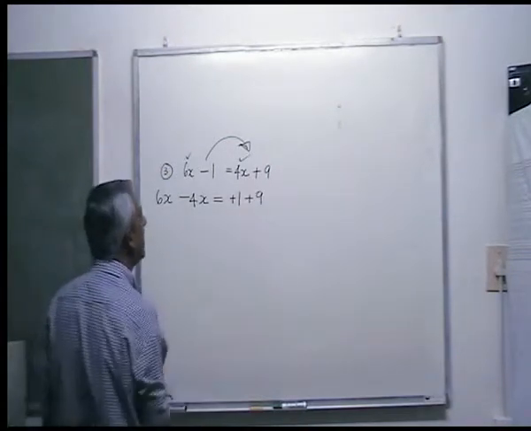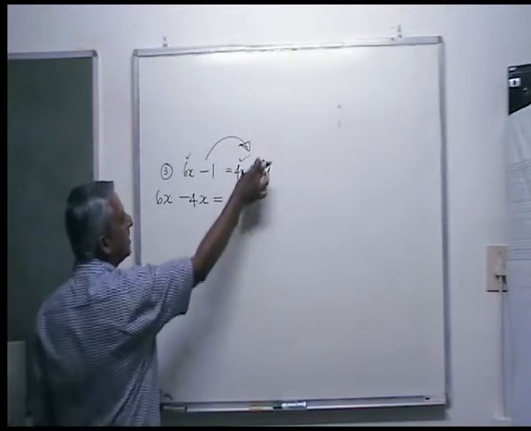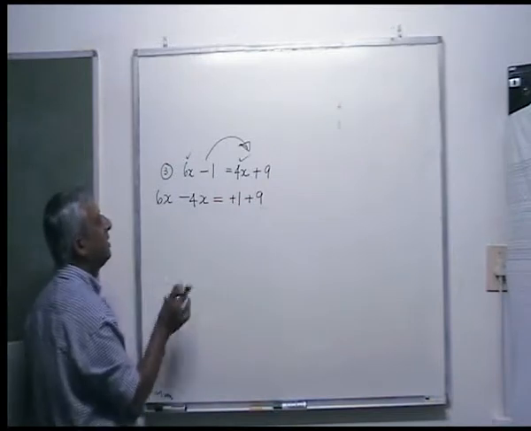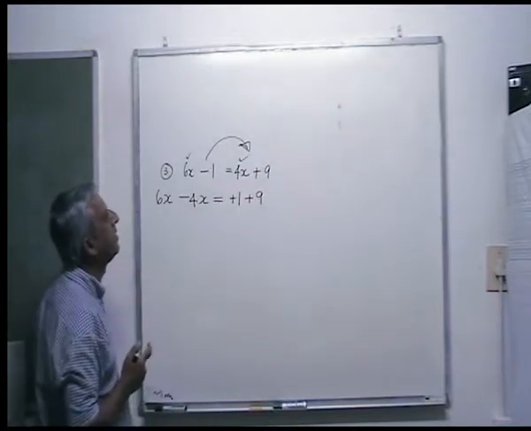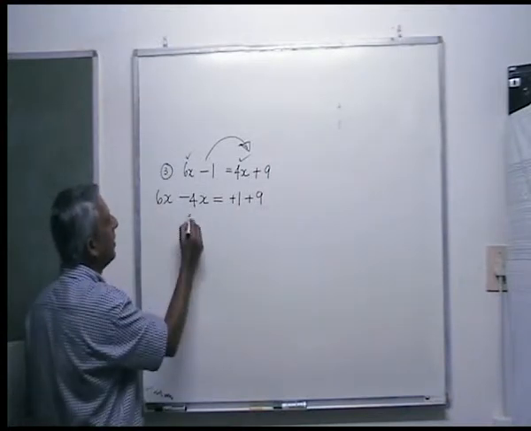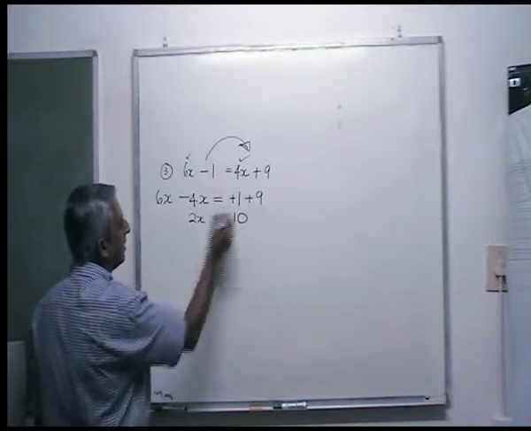We just brought down the 9. That's why the sign of the 9 doesn't change. We're just bringing it down. If you bring anything down, the sign doesn't change. If you transpose something, the sign changes. Alright, so here we got 2x is equal to 1 plus 9, 10.